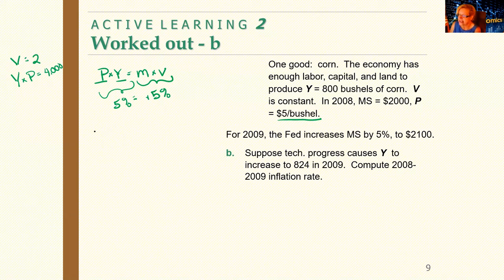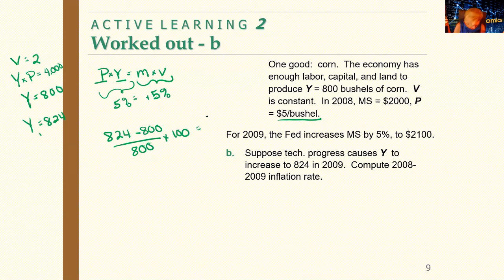So let's go ahead and focus on the change in GDP first. Remember that our real GDP prior was 800, and our new GDP, I'll call it Y1, is 824. So let's take a look at the percentage change there: 824 minus 800, divided by 800, times 100 to make it a percent. We end up with a 3% change, an increase of 3%.